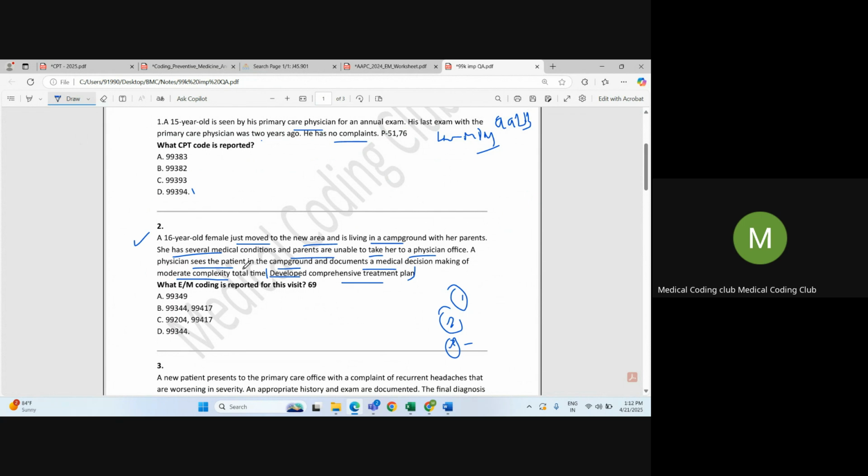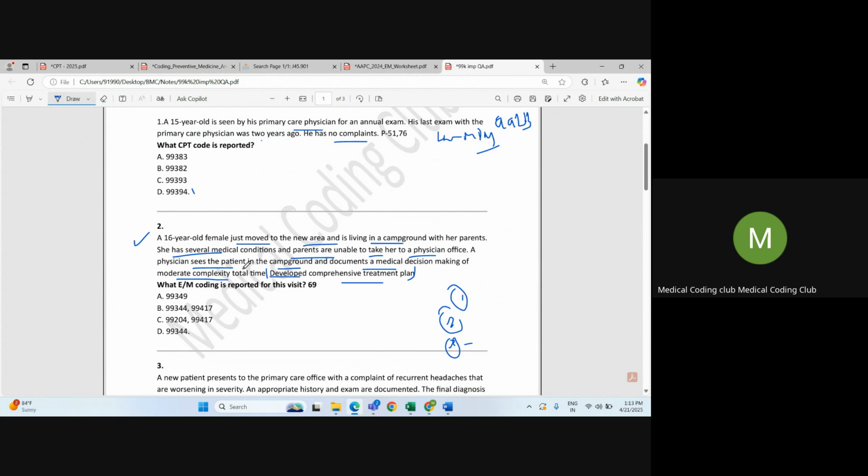At that time, cross-check between the following two guidelines. Check according to time what code you will get, and according to the MDM guideline what code you will get. When you compare the two guidelines, whichever guideline gives you higher reimbursement for the particular scenario, that code you should code. That guideline you have to follow.